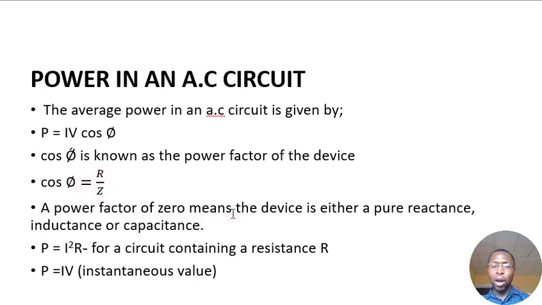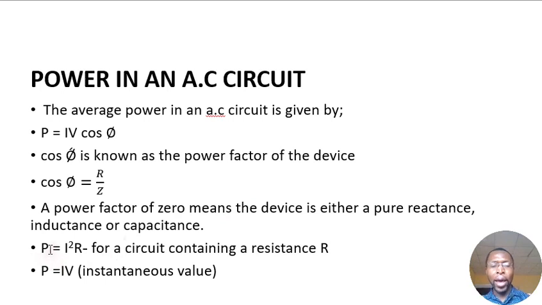So whenever we obtain our power factor to be 0, that means cos φ equals 0. It means that either the inductor has a pure reactance, or the capacitor has a pure reactance, or pure inductance or capacitance. That's what it means whenever we have it to be 0. And what that means is that there is no resistance in the inductor or the capacitor.